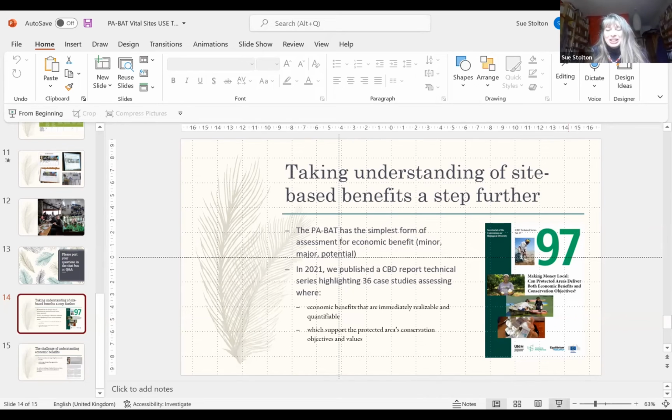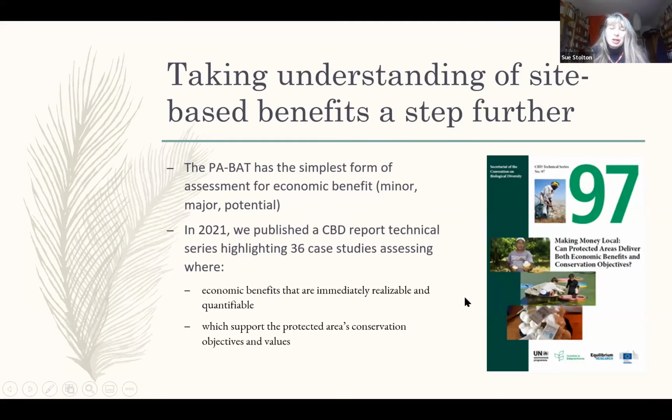So we're just going to finish this webinar with a quick look at how we can take this understanding of site-based benefits a step further. And if any of you were with us last week, we talked about this CBD report that we published in 2001, which looks specifically at economic benefits. So taking things a step further from looking at just minor, major and potential to actual real money linked to a protected area's conservation objectives and values.